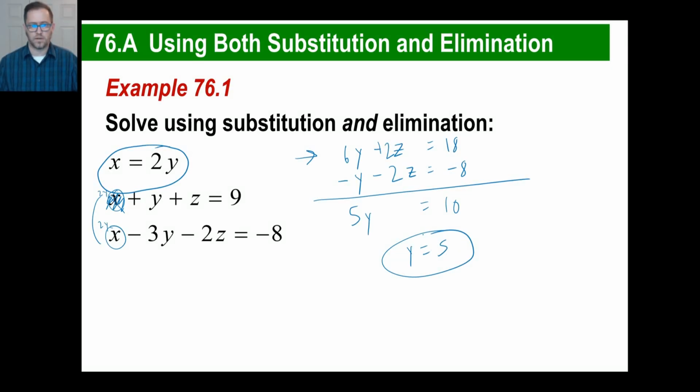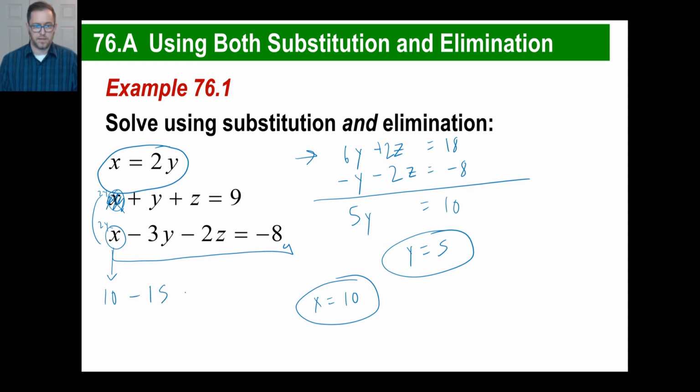Okay, now we can go somewhere. If x is the same thing as 2 times y, then that means x is 10. Now we can use any of these to solve for z. Let's just do the bottom one, since we can see the x a little better. So x is 10, minus 3y, y is 5, so minus 15, minus 2z equals negative 8. So 10 minus 15 is negative 5.